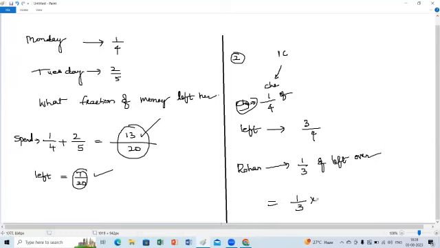1/3 of means into 3 by 4. Now 3 into 1, 1 into 3, 1. So 1 into 3 by 3 into 4, which is 3 by 12. Can you write 3 by 12 as 1 by 4? So you gave 1/4 of the fraction to whom? Rohan. Chetan, you gave 1/4.